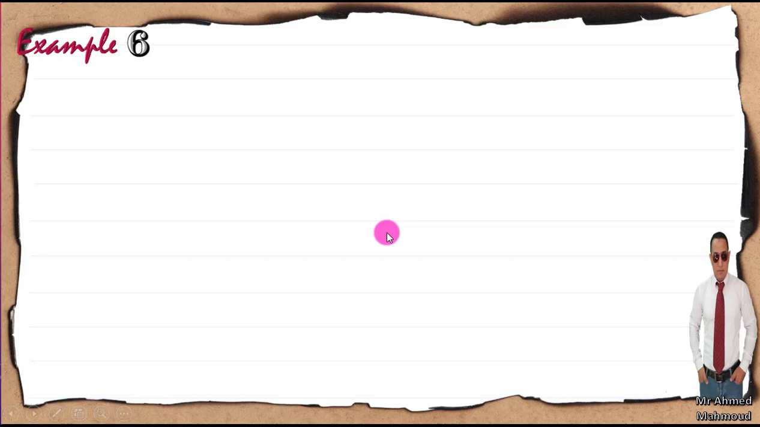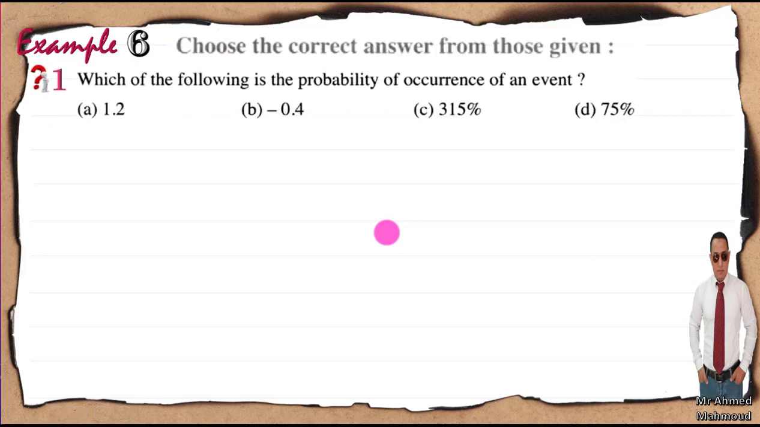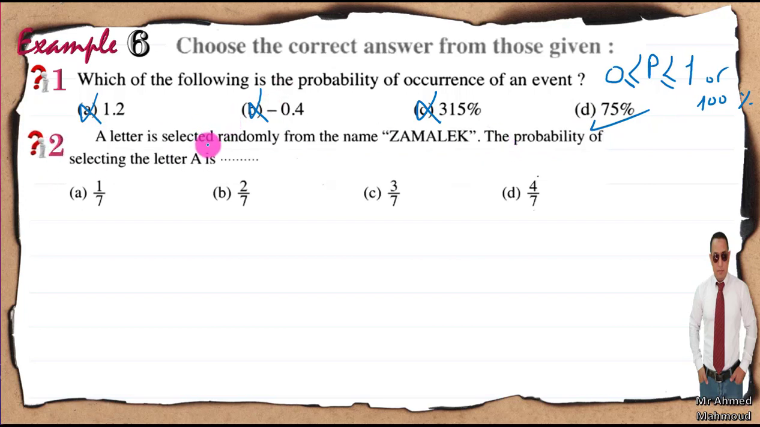No, example 6, sorry. Which of the following is a probability of occurrence of an event? The probability is between 0 and 1 or 100%. Now 1.2 is greater than 1, negative 0.4 is less than 0, 315% is greater than 100%, and 75% is between 0 and 100, so this one. The letter is selected from the name Zamalek.